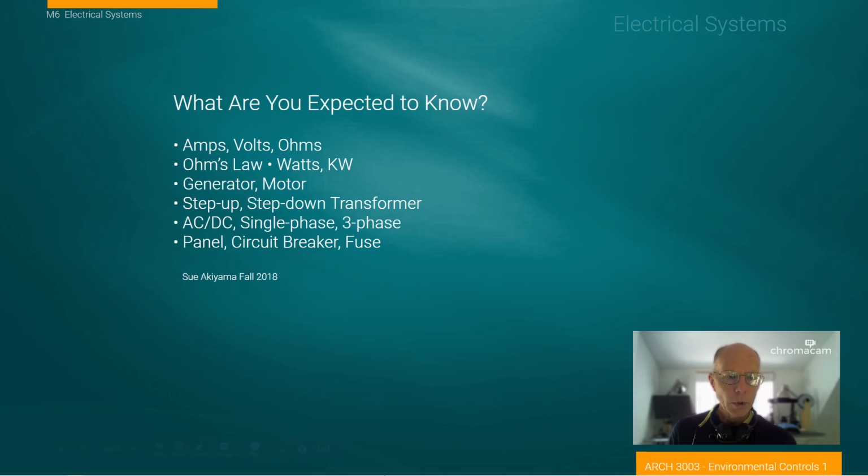So some of the terms we're going to be required to know: amps, volts, ohms. You may already be familiar with these from high school physics. The idea of generators and motors, transformers, step up and step down. The idea of difference between AC power and DC power. And then we're going to actually look at some of the physical devices that we see in a construction site, panels, circuit breakers, etc.